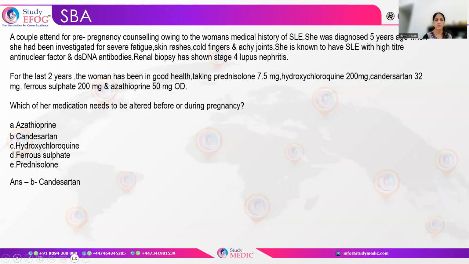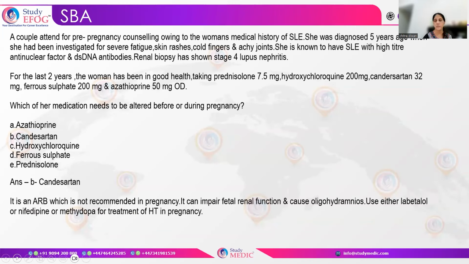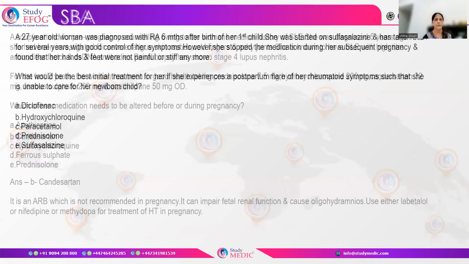Remember, it's candesartan because this is an angiotensin receptor blocker, which is contraindicated in pregnancy because, given in pregnancy, it can impair renal function leading to oligohydramnios. So stop the drug prior to pregnancy and put her on an antihypertensive which is more pregnancy friendly.